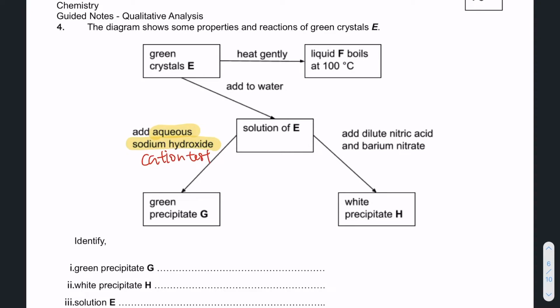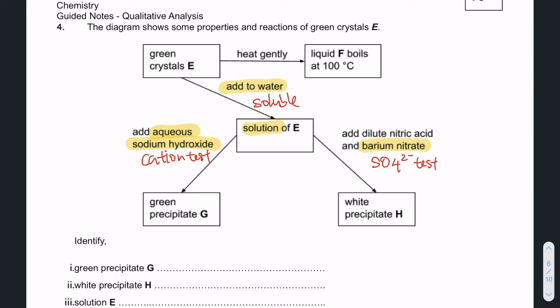Okay, next clue that I can see, right? I'll be asking this in class as well. The clue I can see is barium nitrate. And when I see barium nitrate, it is a sulfate test. The next thing, I see maybe add to water and I form a solution. Means this must be soluble.